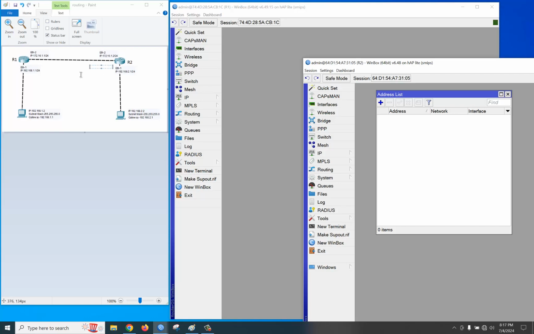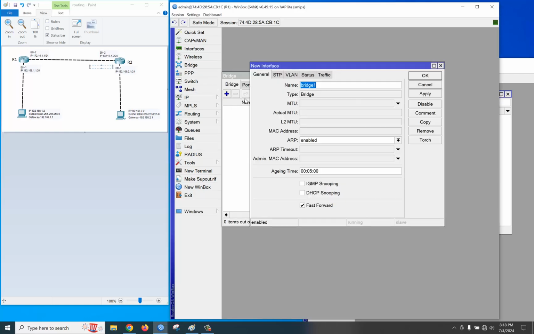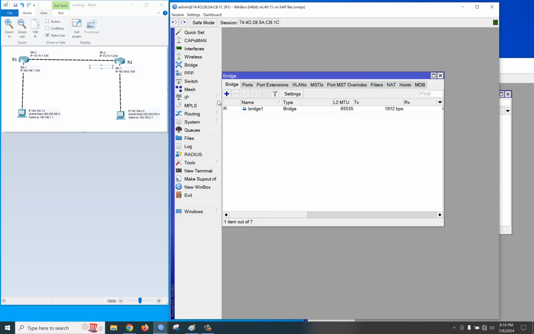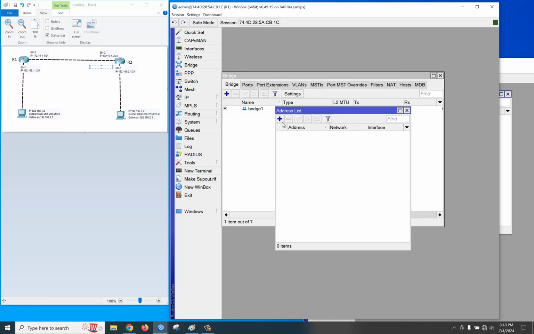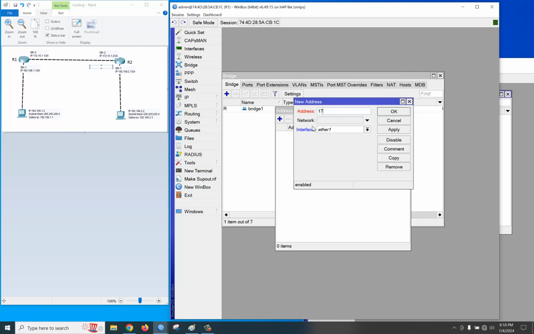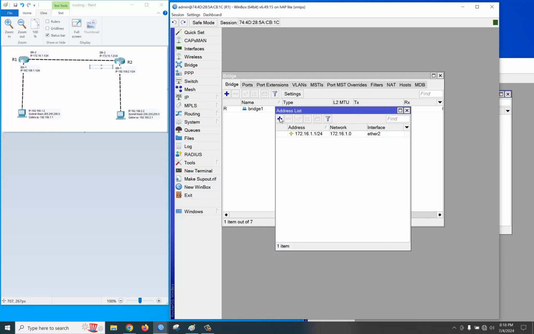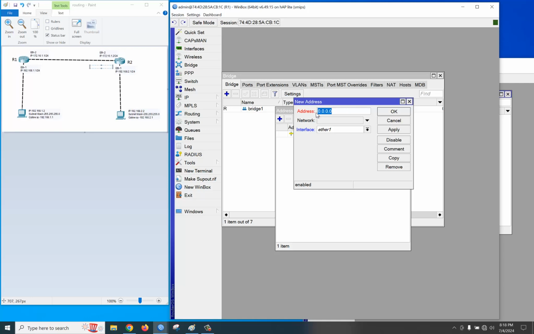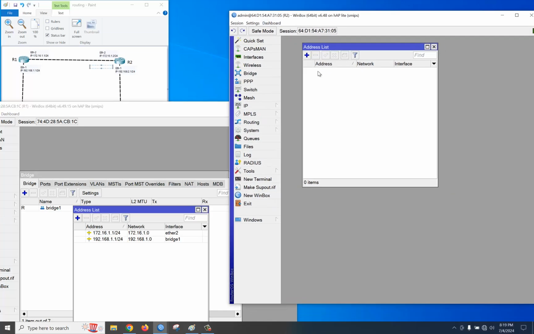So first of all, we need to configure the IP addresses. For the LAN IP assignment, I need to create a bridge interface, then let's assign the IP address. IP, then Address, click plus. Then 172.16.1.1/24. This is the Ethernet 2 interface. We are selecting Ethernet 2. And we are assigning the LAN IP address on our bridge, 192.168.1.1/24. Now let's configure the IP addresses on router 2.